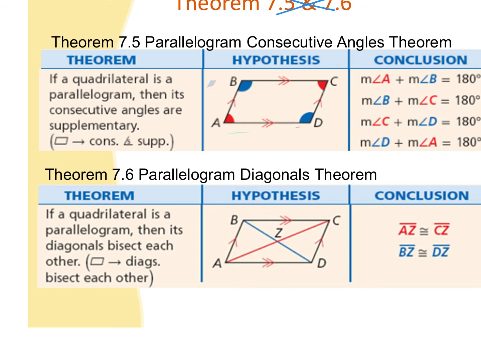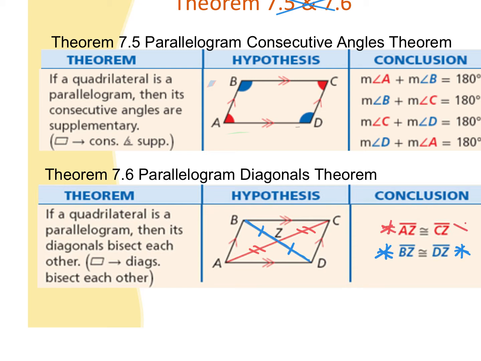And this one states that if a quadrilateral is a parallelogram, then its diagonals bisect each other. So what this means is if you're told it's a parallelogram, then I know that this diagonal here, BD, that's in blue, has been bisected. So BZ would be congruent to ZD or DZ, and that's what's written here. And then also diagonal AC has been bisected.